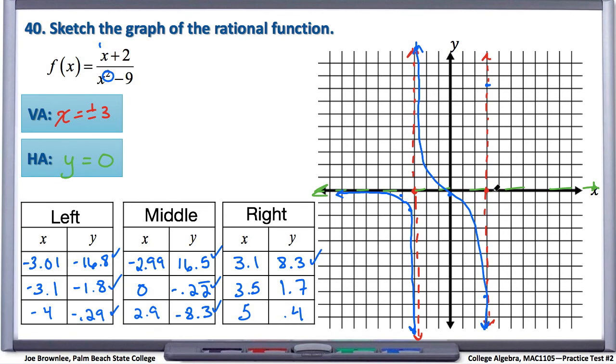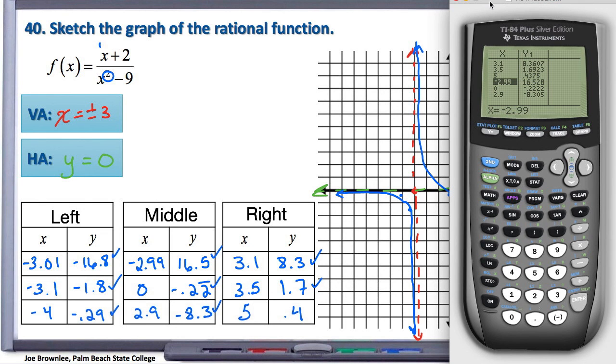3.5, 1.7, about there. And 5, 0.4, about there. And so again, we can see the general shape of what's going on here. Our graph is going to get infinitely close to this red vertical asymptote, come down, and then swing along and get infinitely close to that green horizontal asymptote, but never quite touch.